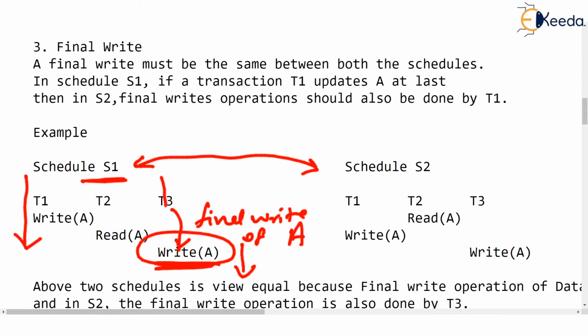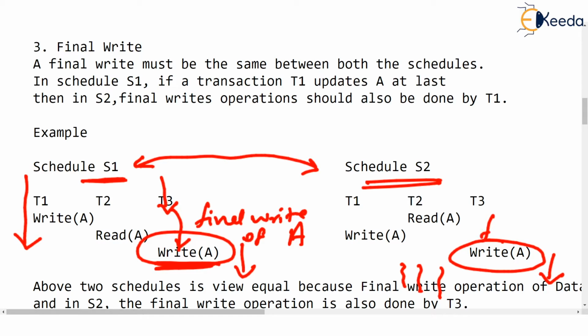If T3 is doing the final write on A in S1, then T3 must do the final write in S2 also. You can see that there is write A in T3 and this is the final write, because after this there is no write operation anywhere. I hope you are understanding. And that is also getting done by T3. The same transactions are doing the final write. So this condition of final write is getting satisfied, then these can be view equivalent. But for the schedules to be view equivalent, just notice, all three conditions must be satisfied.